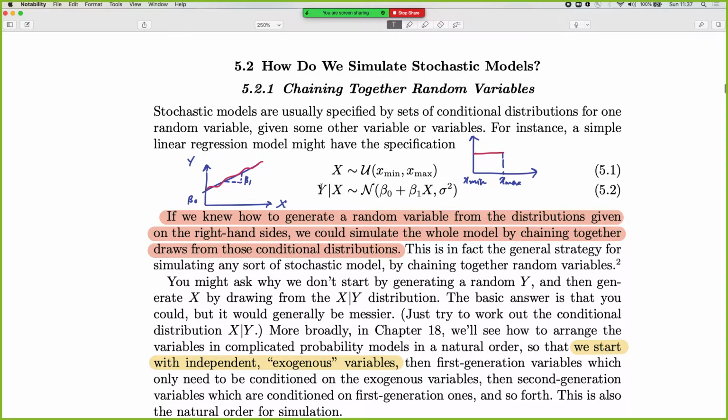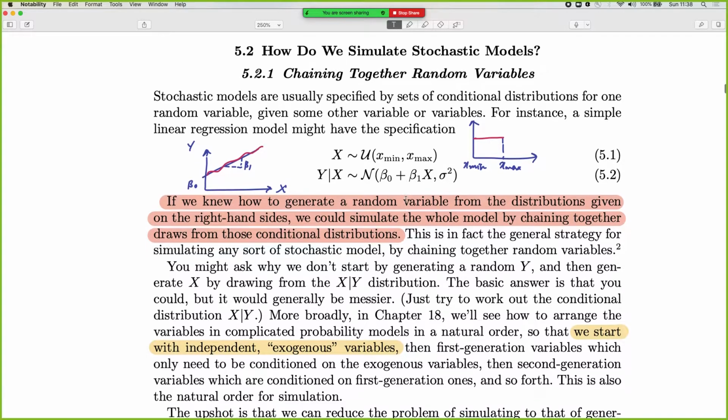So just another example: y conditional on x is drawn from a normal distribution with beta naught plus beta 1 x as the mean and sigma square as the variance. So something like this line as the mean, and because of this variance the final distribution of y is likely to look something like this red curve. At least I think this is the case. If I'm wrong, please feel free to correct me. And x is drawn from a uniform distribution between x min and x max.